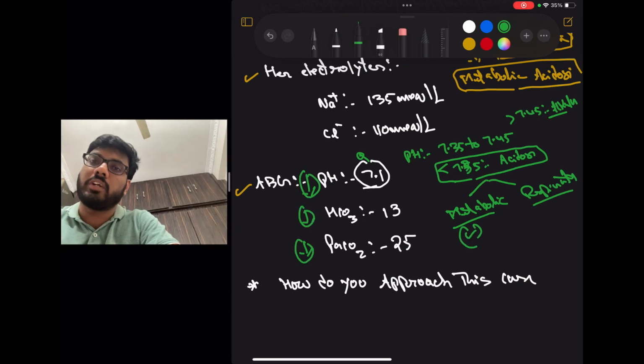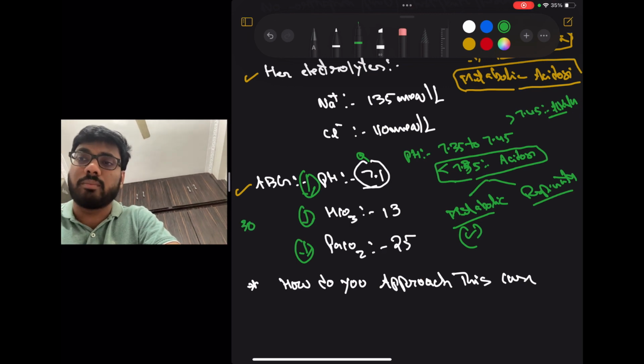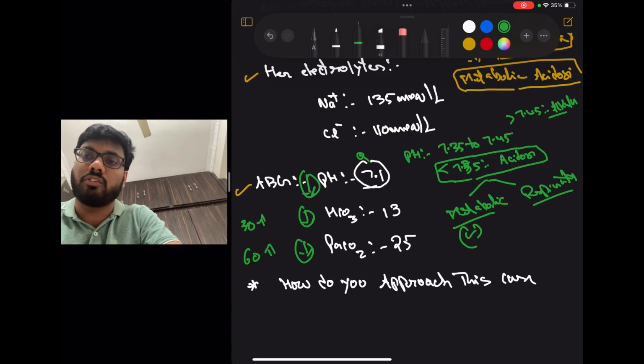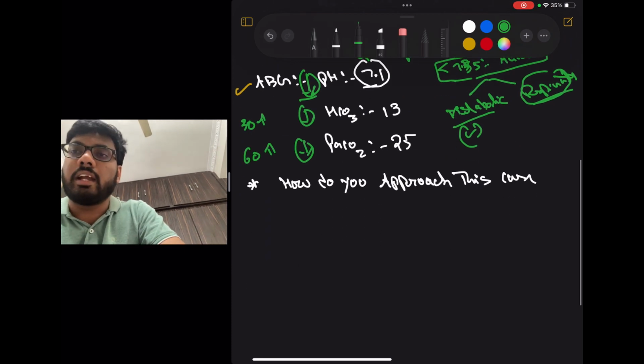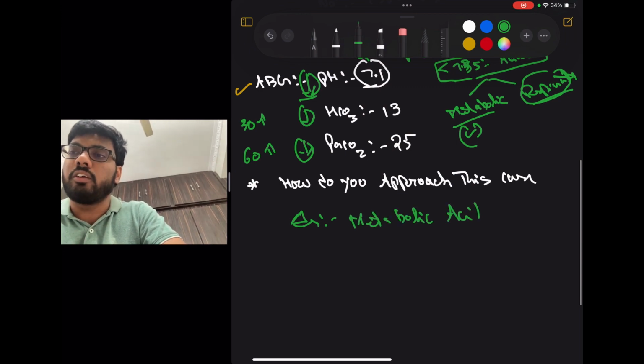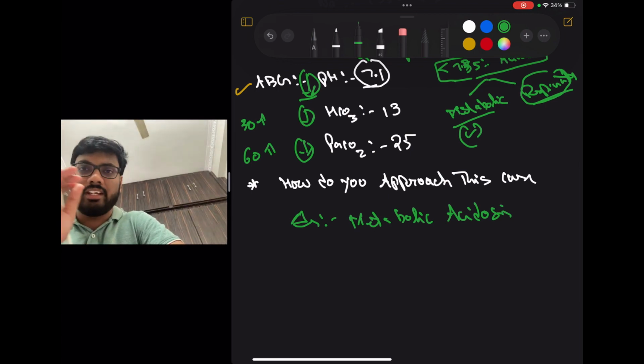If they are in the opposite direction, suppose bicarbonate is 30 and pCO2 is 60, the pH is reduced but bicarbonate is increased and pCO2 is increased. They are in the opposite direction to the pH, then we call it a respiratory phenomenon. So here we make a diagnosis of metabolic acidosis, right? It is a case of metabolic acidosis.